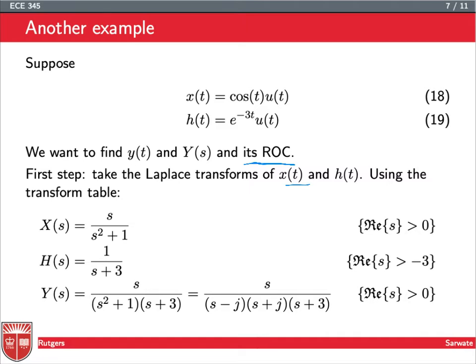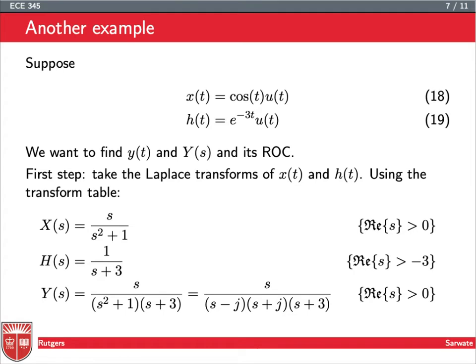The region of convergence for X of s is the real part of s greater than or equal to 0, because remember the pole zero diagram looks like this for x, and so this is the region of convergence. And similarly for h, here's minus 3, and we're going to have the region of convergence look like this. So we're going to get the intersection of the two as the region of convergence.